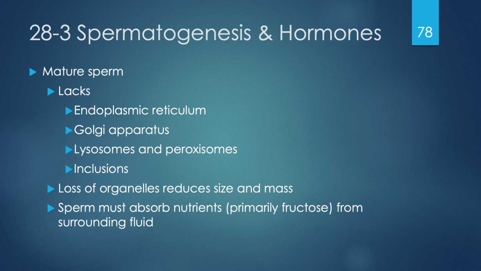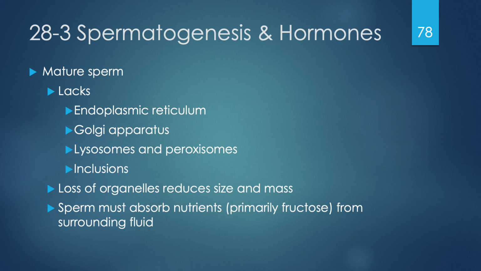Mature sperm have to be all business. So because they've got a job to do, we're going to cut out anything that isn't incredibly important to maintenance of the sperm and for reproductive purposes. So mature sperm will lack an endoplasmic reticulum, the Golgi apparatus, lysosomes, peroxisomes, and also cellular inclusions.